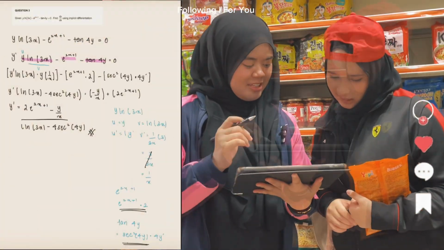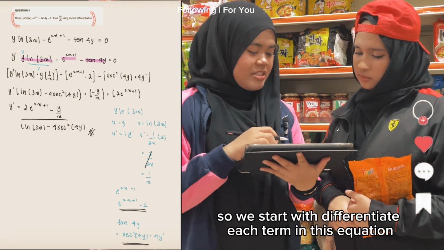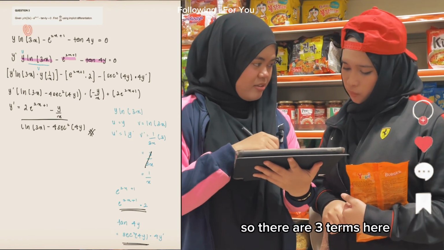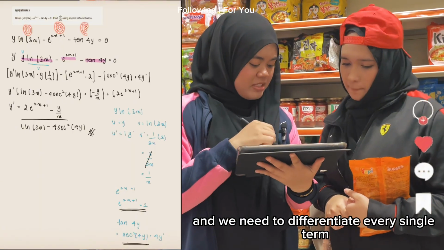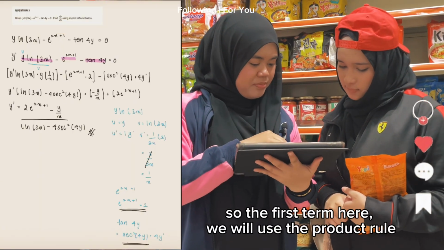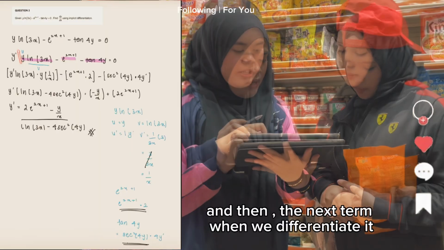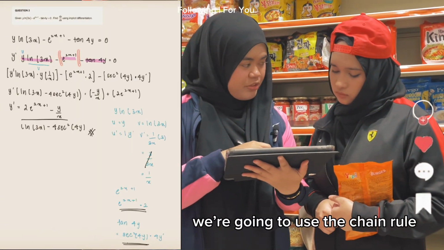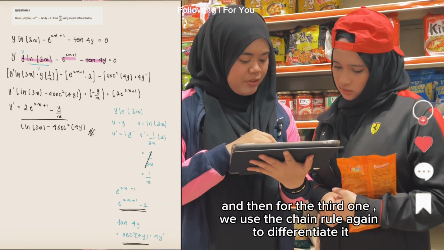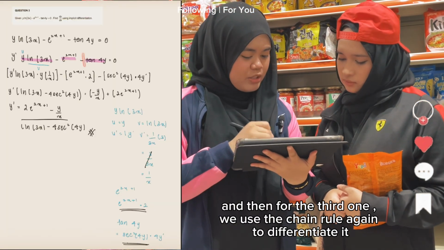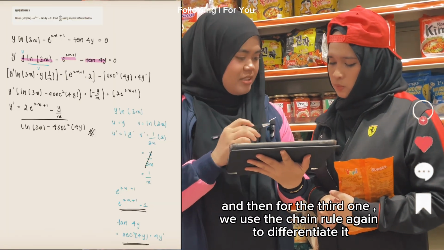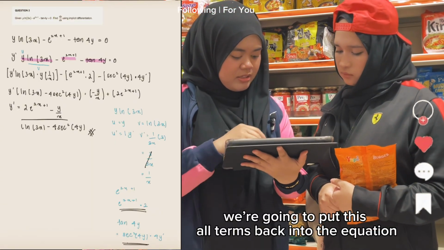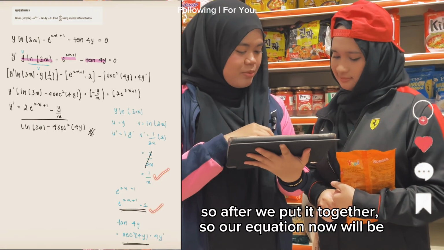Oh wow. Okay. We start with differentiating each term in the equation. So there are three terms here, and we need to differentiate every single term. So for the first term here, we'll use the product rule, right? And then the next term, when we differentiate it, we're gonna use the chain rule, right? And for the third one, we're gonna use the chain rule again to differentiate. And after we differentiate all these terms, let's put it all together.